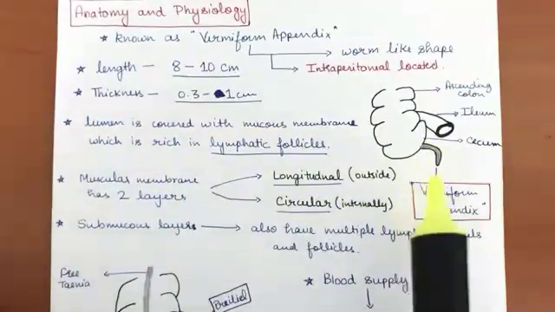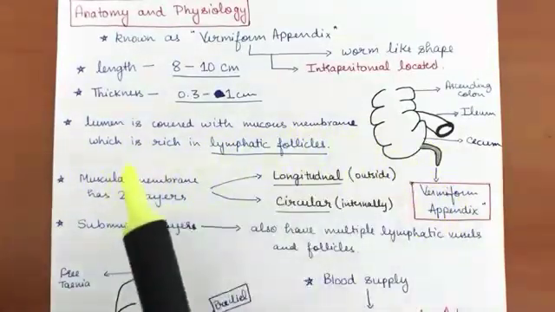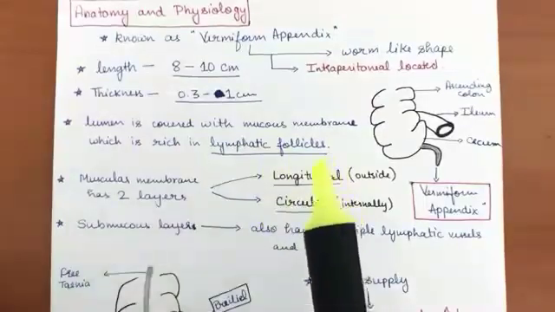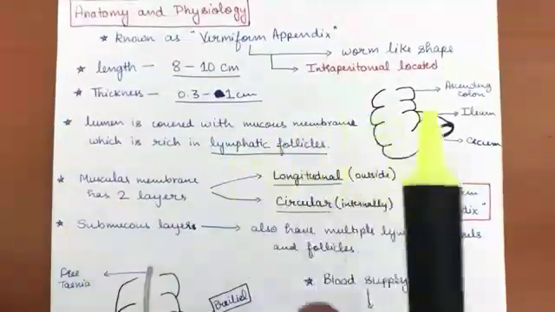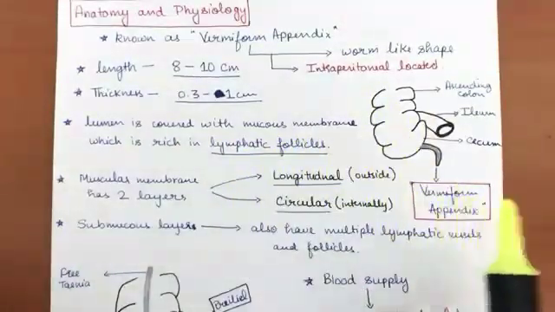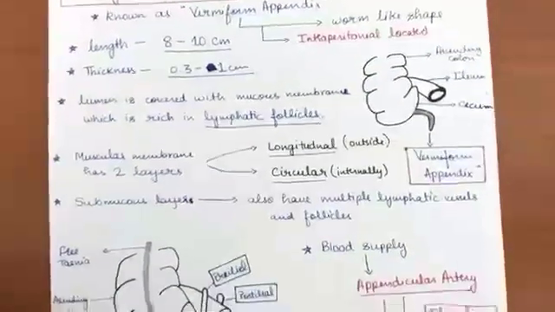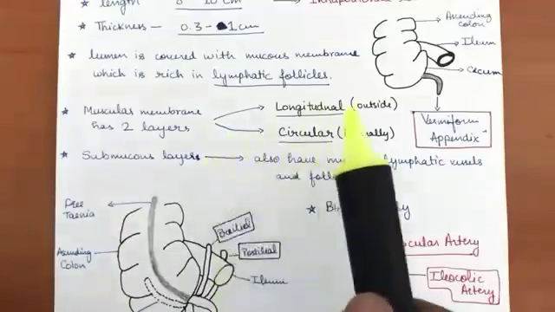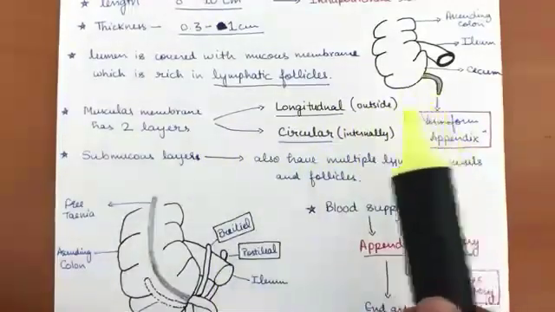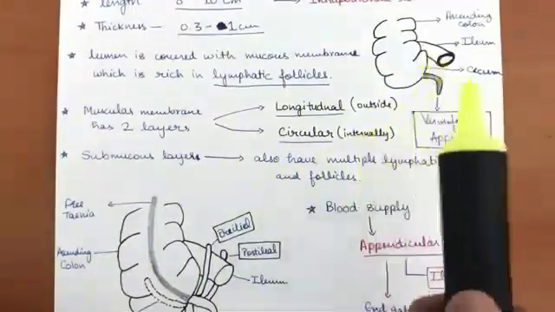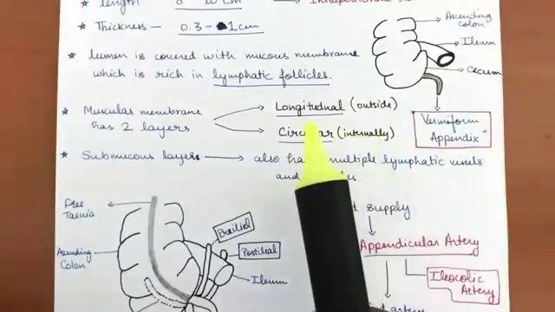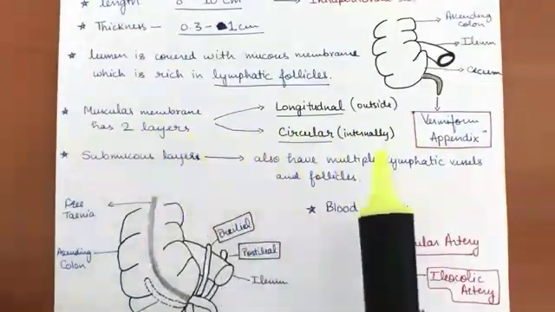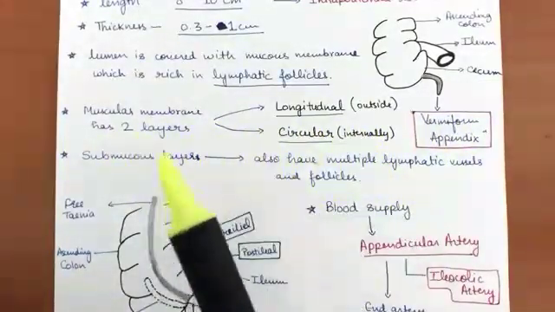The lumen of the vermiform appendix is covered with mucous membrane, which is rich in lymphatic follicles. So a lymphatic follicle-rich mucous membrane, you can say, the vermiform appendix has. And its muscular membrane has two layers basically. One is longitudinal, which is present outside, and one is circular, which is internally present. So outside will be the longitudinal muscular layer, and internally will be the circular muscular layer.